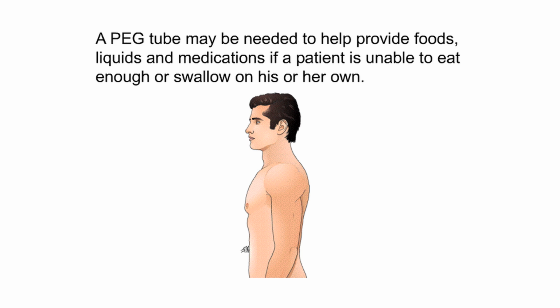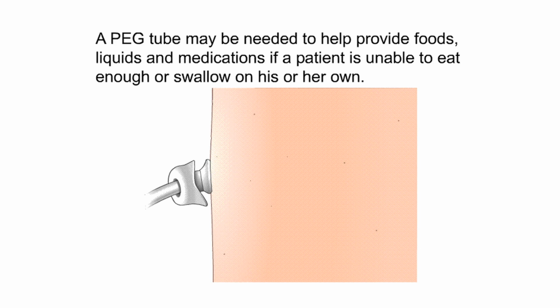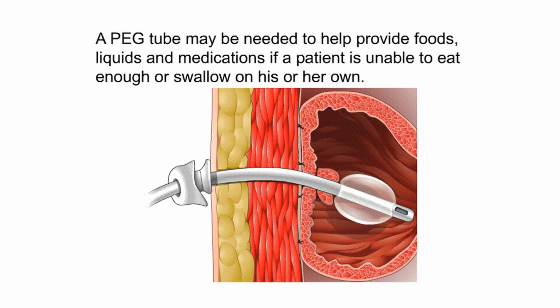Summary. A PEG tube may be needed to help provide foods, liquids, and medications if a patient is unable to eat enough or swallow on his or her own.